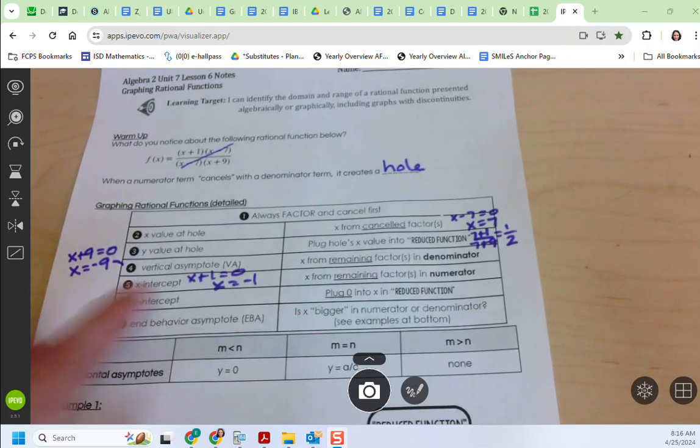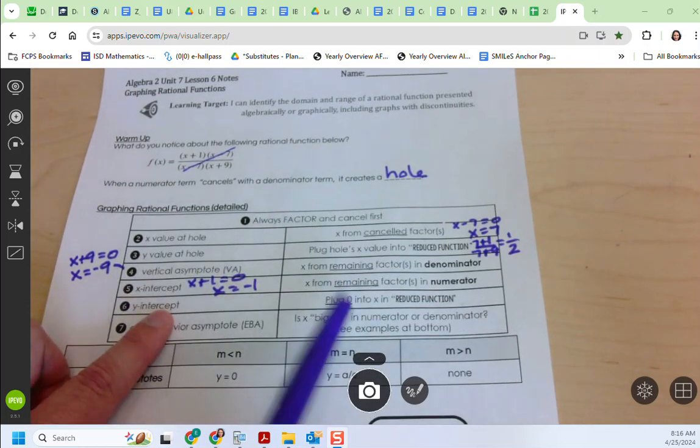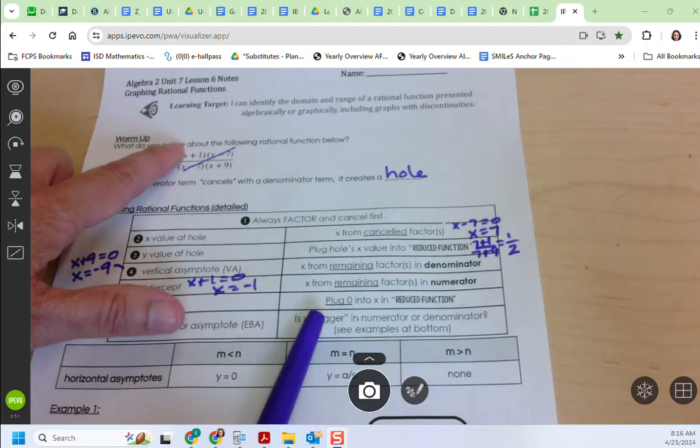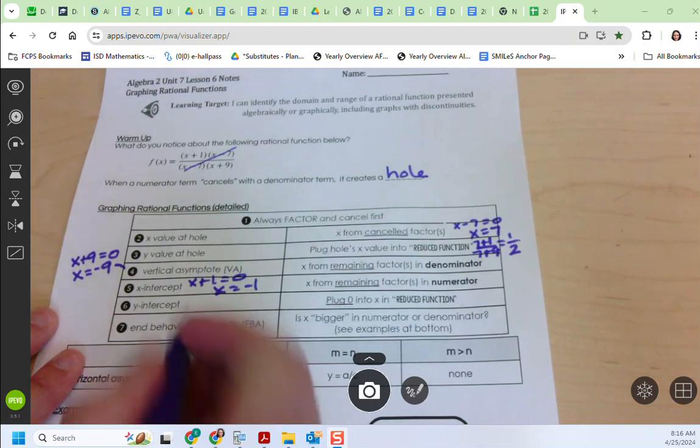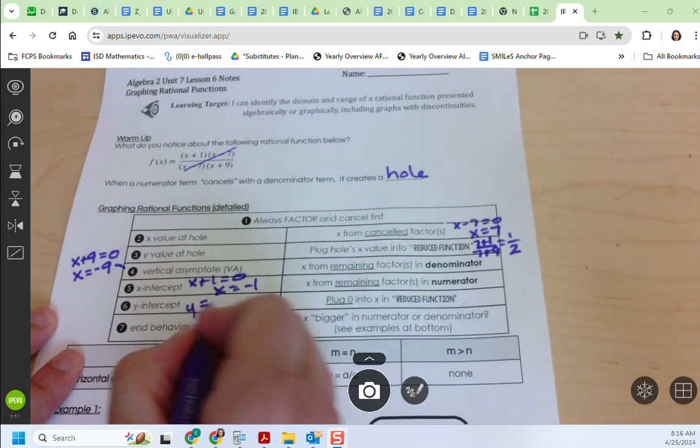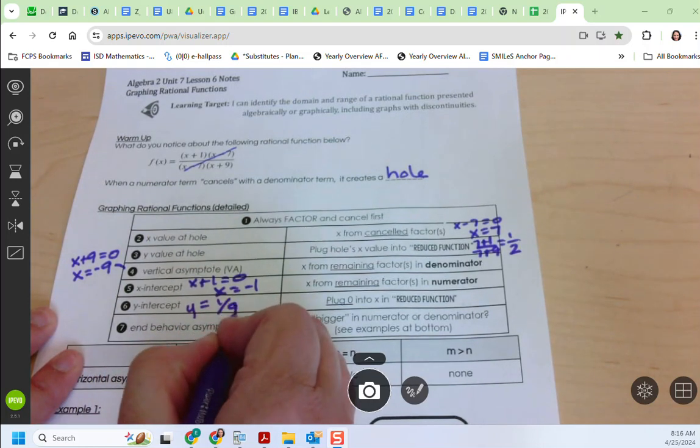And then to find the y-intercept, you substitute 0 for the x's. And so 0 plus 1 over 0 plus 9 gives you y equals 1/9.